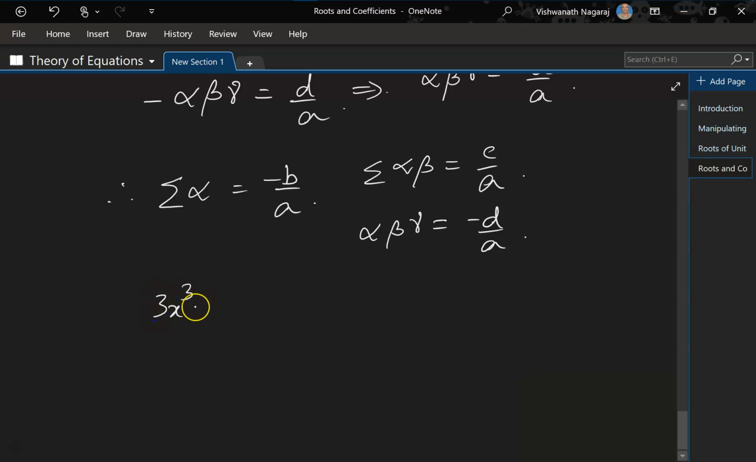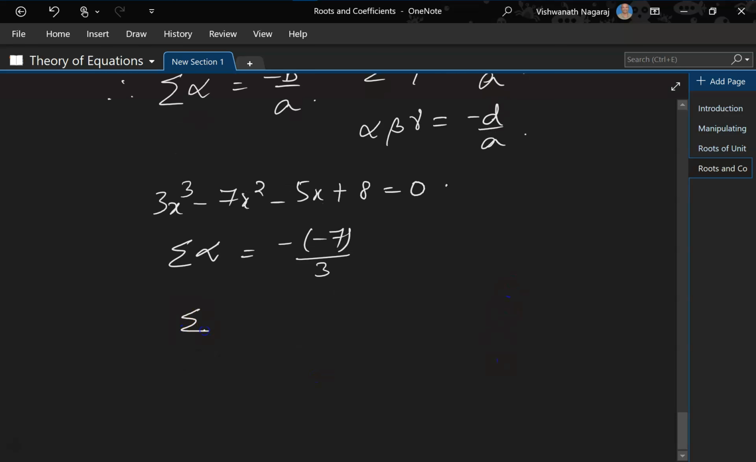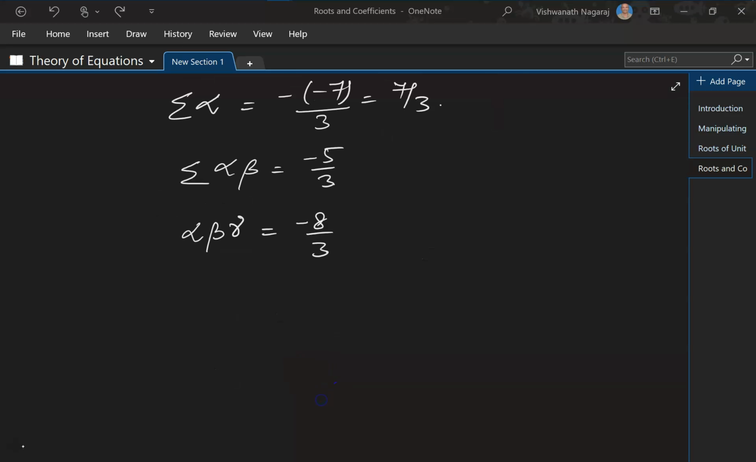Now let's take a simple example. Let's say 3x cube minus 7x square minus 5x plus 8 equal to 0. Here sum of alpha, that is alpha plus beta plus gamma, is equal to minus b by a, so 7 by 3. Similarly, sum of alpha beta, which is alpha beta plus beta gamma plus gamma alpha, is c by a, so minus 5 by 3. And then alpha beta gamma is equal to minus d by a, so minus 8 by 3.